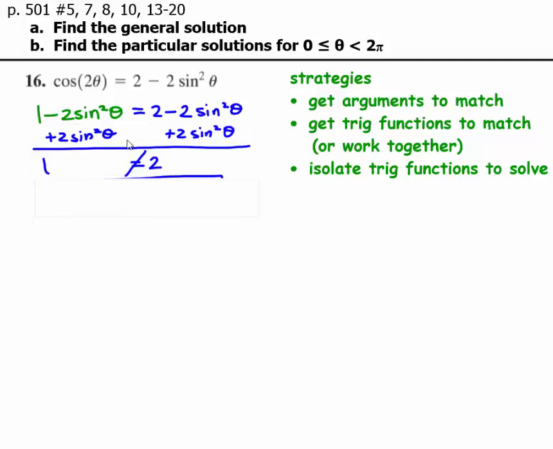But then we end up adding the 2 sine squared theta on both sides, and it goes away entirely. So then we have something like 1 equals 2, which we know is not true. If you come up with something that is not true like this, with 2 different constants, then that means that there are no solutions that will make this equation work.